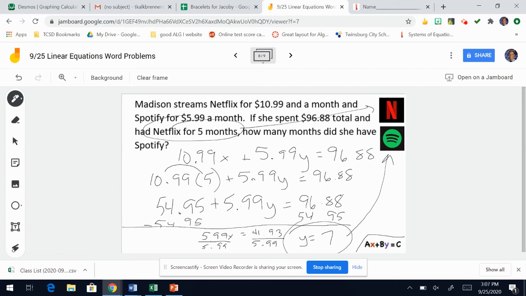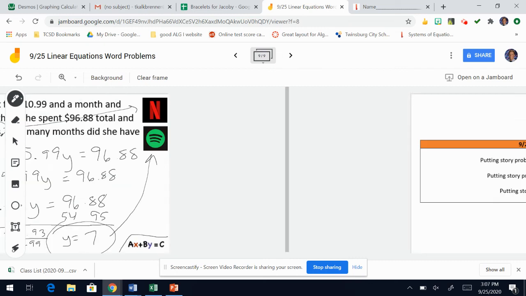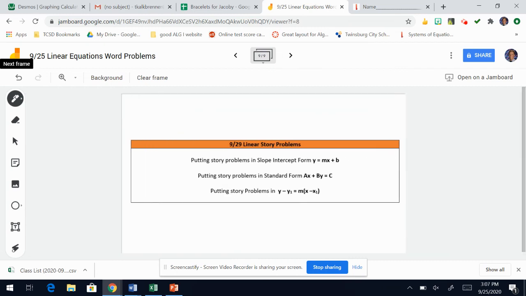Other than that, again, if we're going too quickly for you, pause it, rewind it, re-listen. Other than that, we have gone over the 3 types of formulas: y equals mx plus b, ax plus by equals c, and y minus y1 equals m times x minus x1, which is point slope formula.